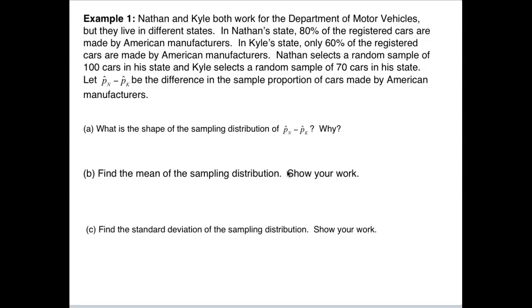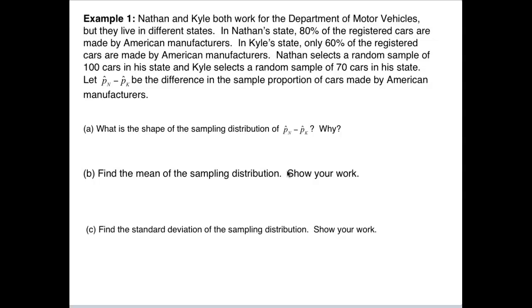All right, Nathan and Kyle both work for the Department of Motor Vehicles, but they live in different states. In Nathan's state, 80% of the registered cars are made by American manufacturers. In Kyle's state, only 60% of the registered cars are made by American manufacturers. Nathan selects a simple random sample of 100 cars in his state, and Kyle selects a random sample of 70 cars in his state. Let P hat N minus P hat K be the difference in sample proportions of cars made by American manufacturers. What is the shape of the sampling distribution of P hat N minus P hat K and why?